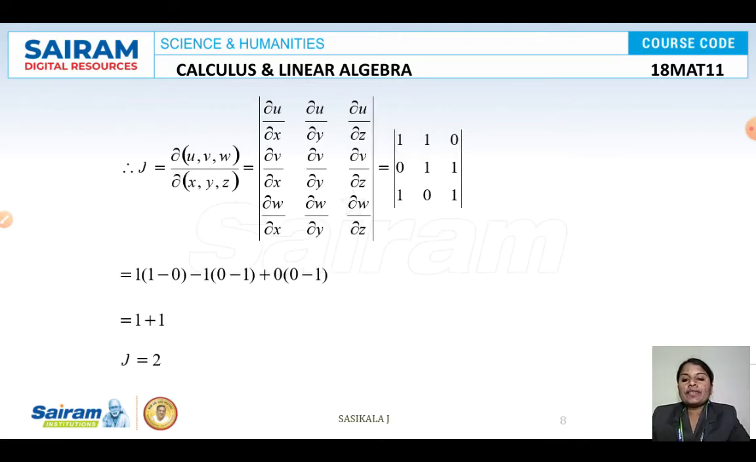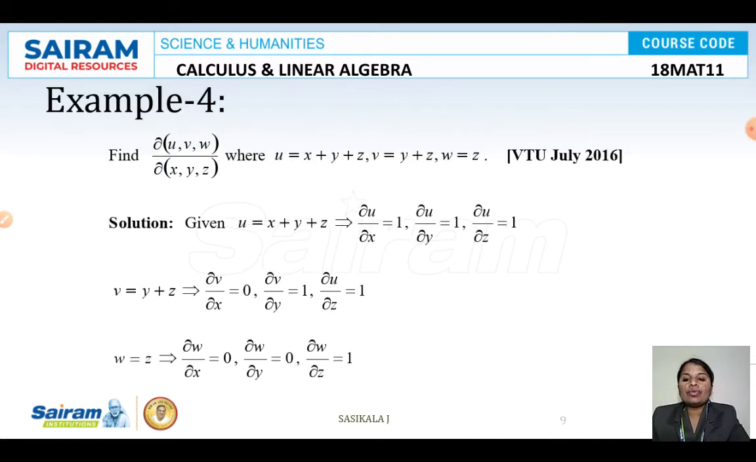Now the Jacobian, which is equal to dou of uvw by dou of xyz. Just substitute, so what will happen? First, substitute 1 1 0, 0 1 1, 1 0 1. Then do the determinant. Expanding from the first row: 1 into 1 minus 0, minus 1 into 0 minus 1, and plus 0 into 0 minus 1. So the answer is 1 plus 1. You will get 2. So now we'll go with another example with respect to x, y, z.